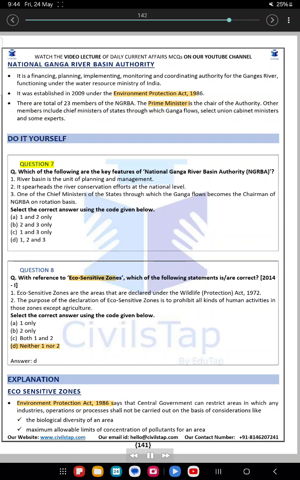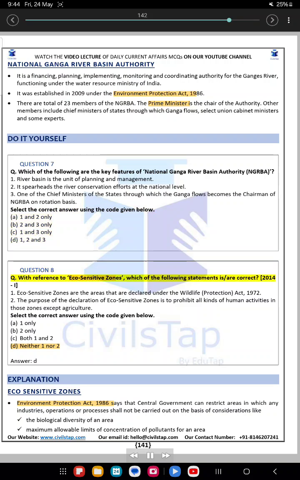Do it yourself. Question 7. Which of the following are the key features of National Ganga River Basin Authority, NGRBA? 1. River Basin is the unit of planning and management. 2. It spearheads the river conservation efforts at the national level. 3. One of the Chief Ministers of the states through which the Ganga flows becomes the chairman of NGRBA on rotation basis. Select the correct answer using the code given below. A. 1 and 2 only, B. 2 and 3 only, C. 1 and 3 only, D. 1, 2 and 3.